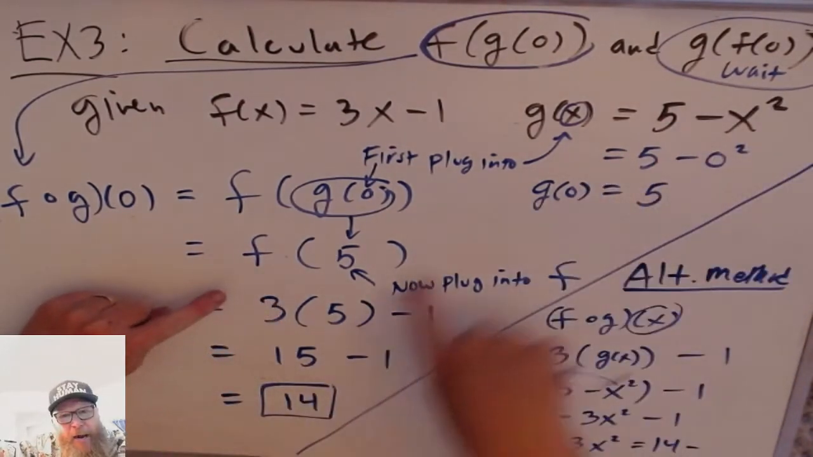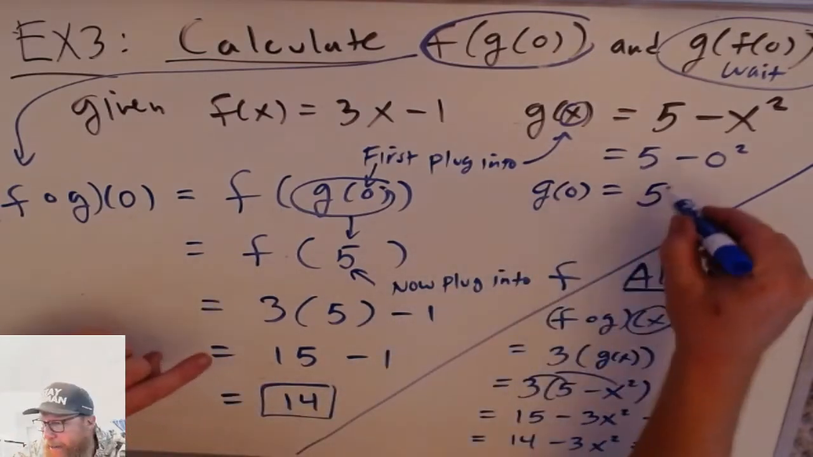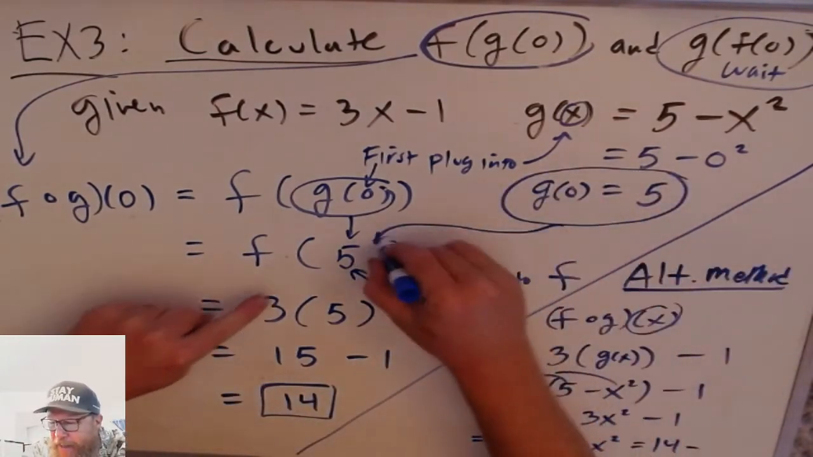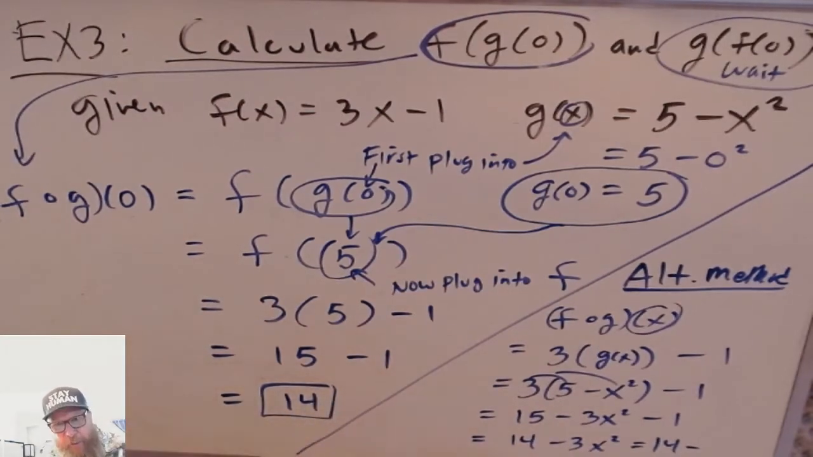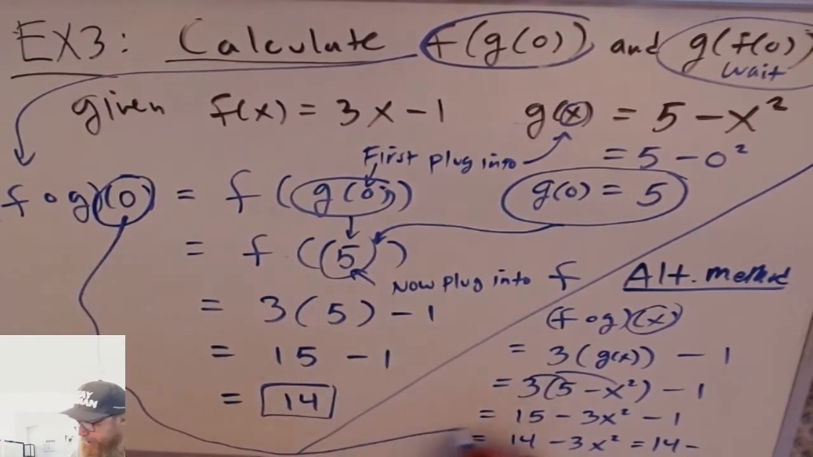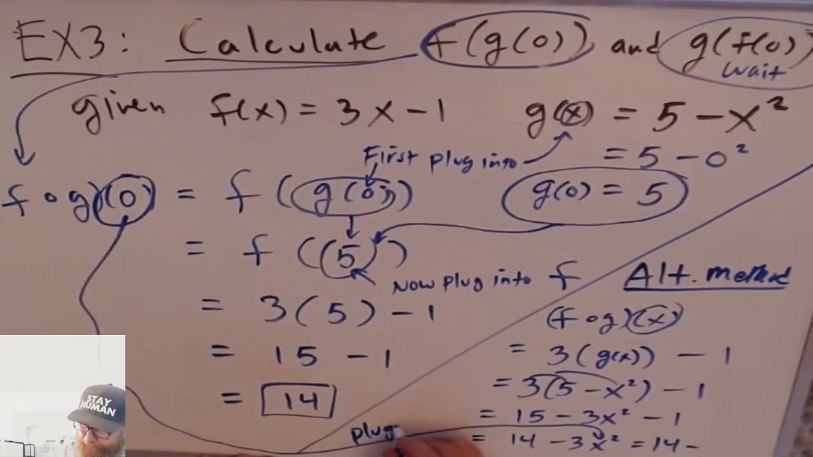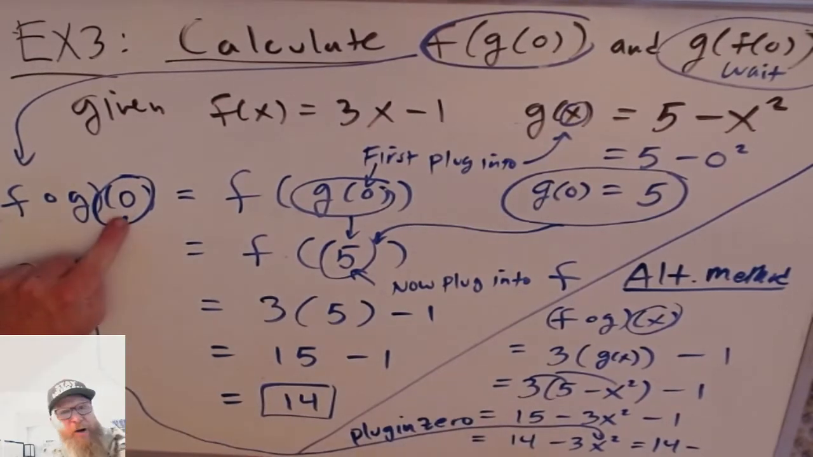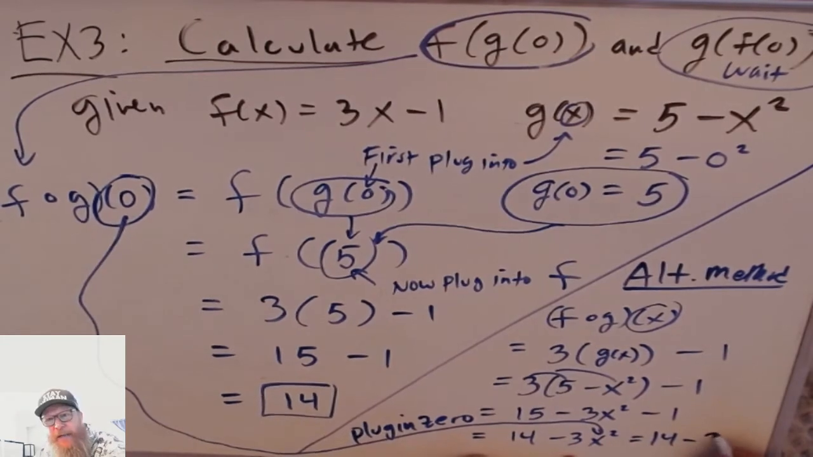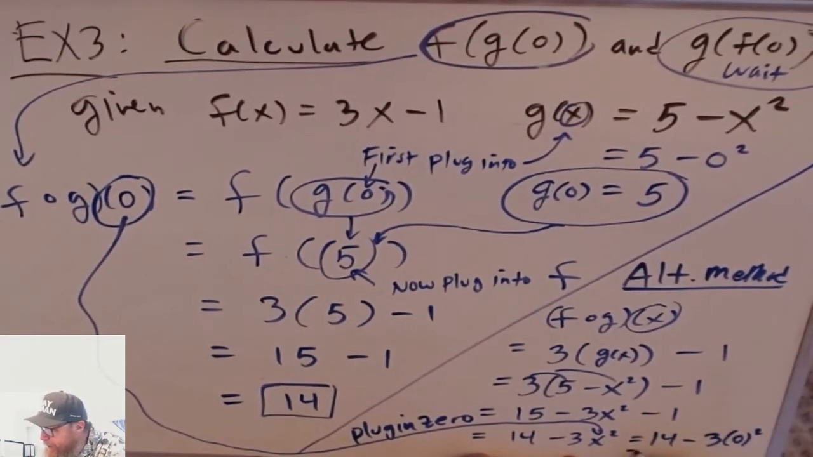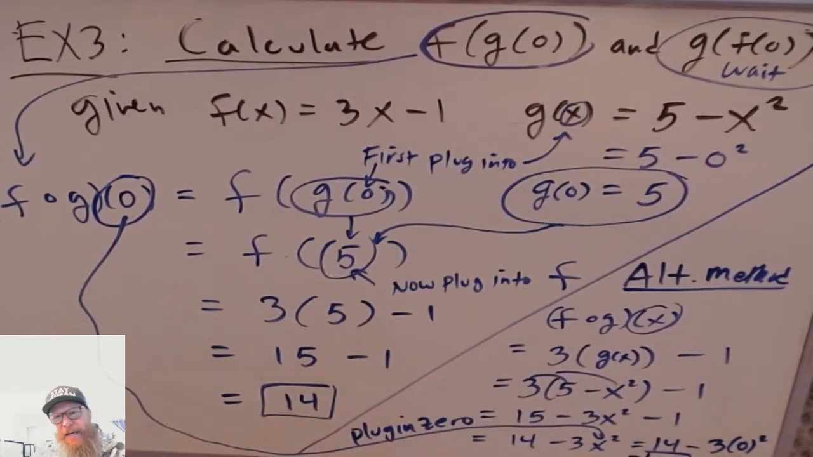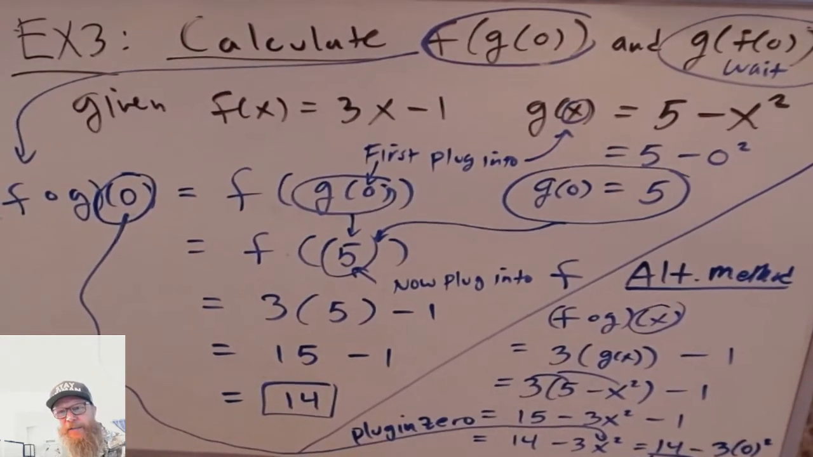So if you do it my original way, notice you have to plug in twice. First you plug it into G, and then you plug it into F, and then you get 14. So the alternate method is a little bit cleaner because you only have to plug in the number one time. So you just plug in 0, or whatever number is here. It might not always be 0. And then you get 14 minus 3 times 0 squared, which is clearly just 14, because 0 squared is 0.